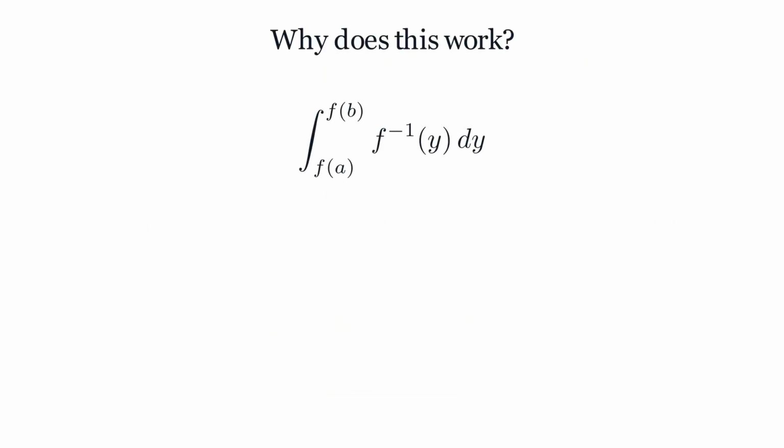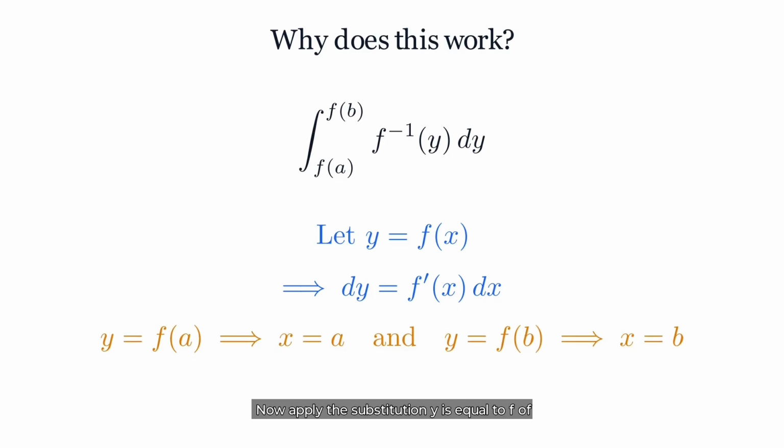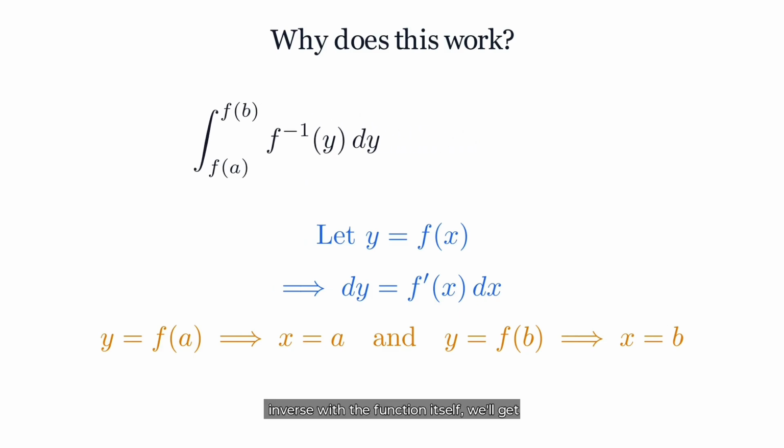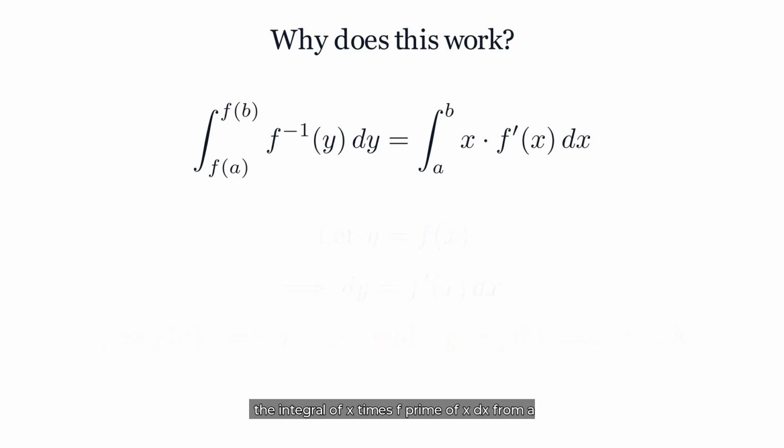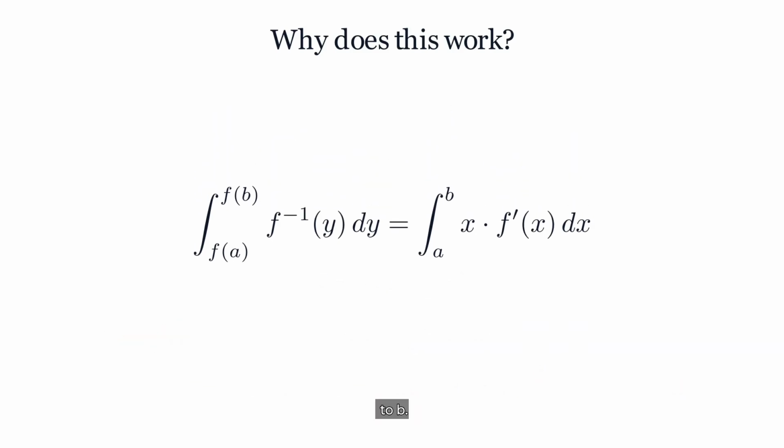Well, we were able to solve that integral, but the question we have yet to address is, why does it work? Consider the integral of the inverse of f of y going from f of a to f of b. Now apply the substitution y equals f of x. When you plug this all into the original integral, and since we are doing the composition of the inverse with the function itself, we'll get the integral of x times f prime of x dx from a to b.